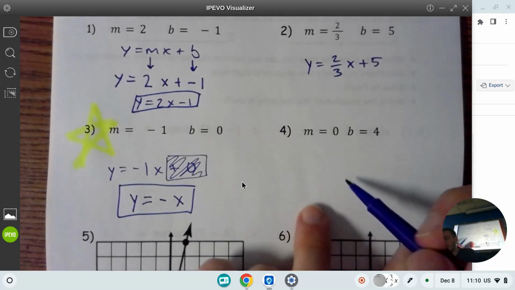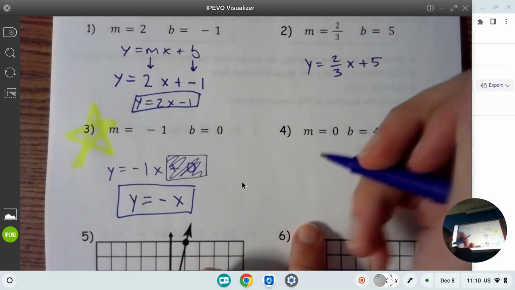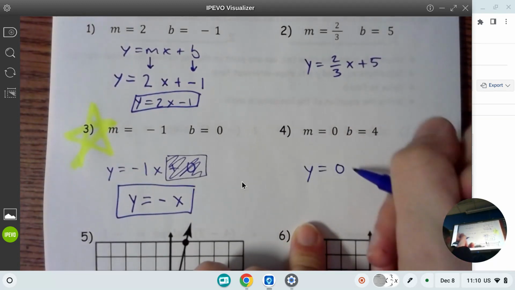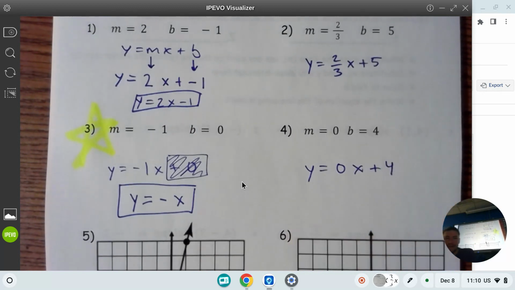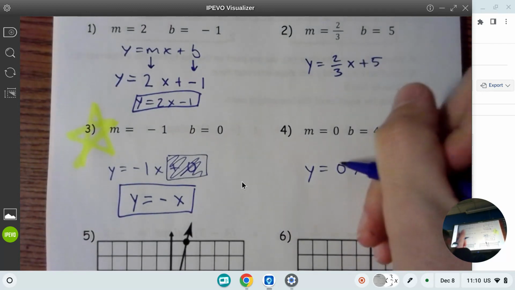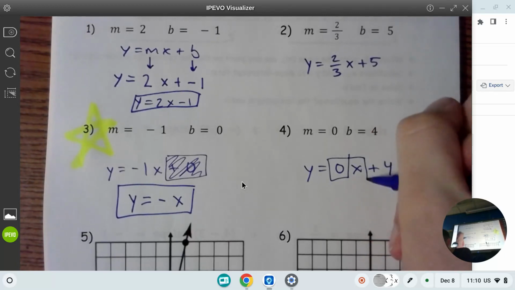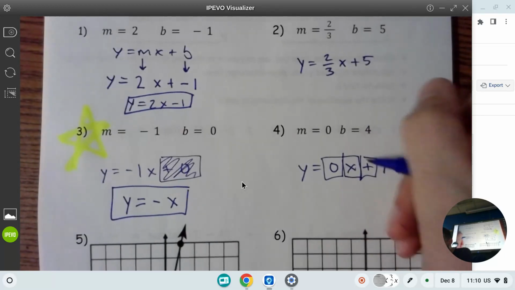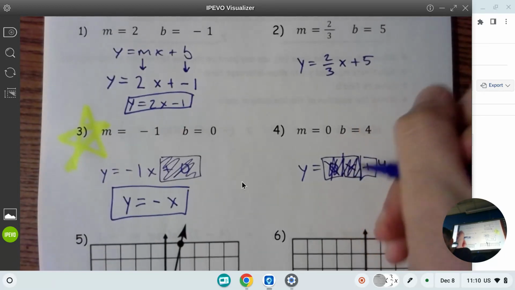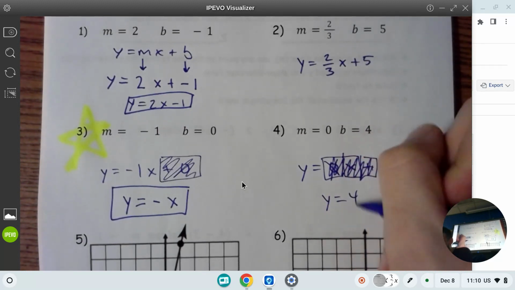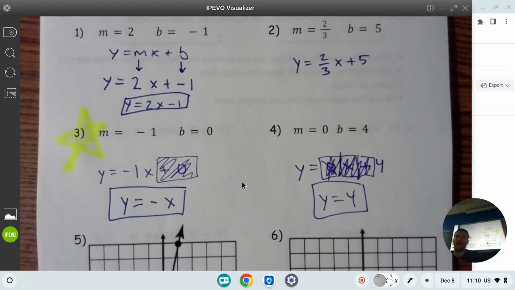Moving on, number 4, we've got 0 and 4. So we're going to have y equals 0x plus 4. We don't need this x. We don't need that 0. We don't need this plus. All we need is y equals 4 as our final answer. We want to take out all the useless stuff.